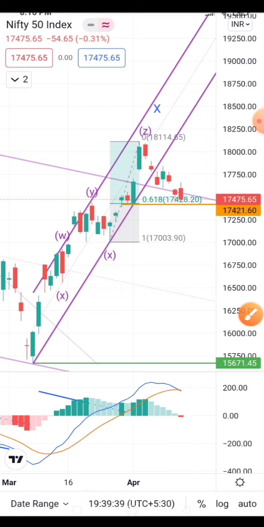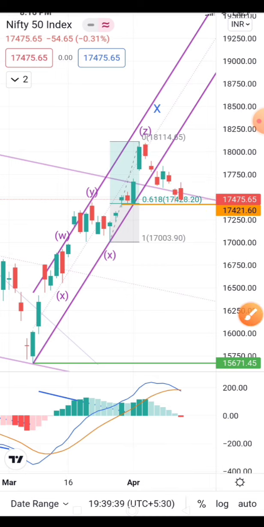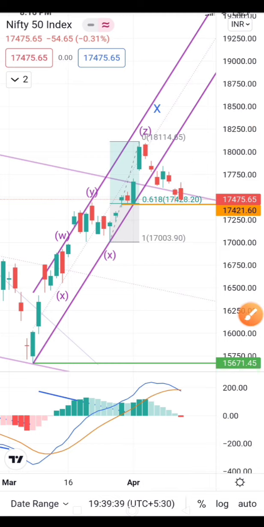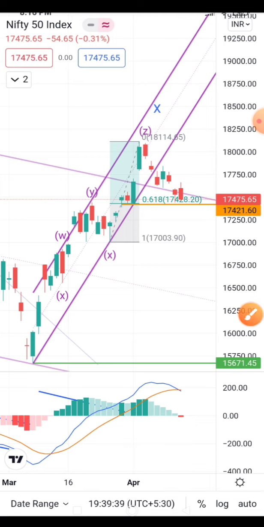So moving next, another thing to tell you, this is Z wave. We are considering Z wave completed here and the move is outside the channel. Also it is reaching near to 0.618 Fibonacci of the last move. So when you plot Fibonacci on these numbers, you get 17,488 as a 0.618 Fibonacci. At one point it has given the bounce, but last Wednesday it again dropped and made a red candle. So I'm expecting Nifty to trade below this and then it could give bounce and then drop. So that's what can happen.